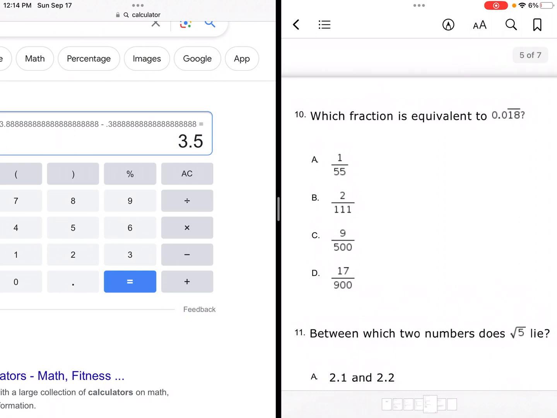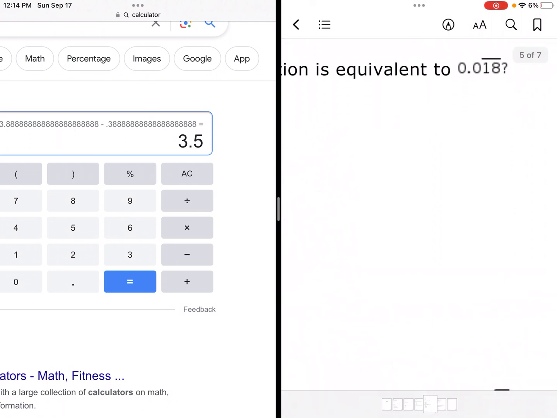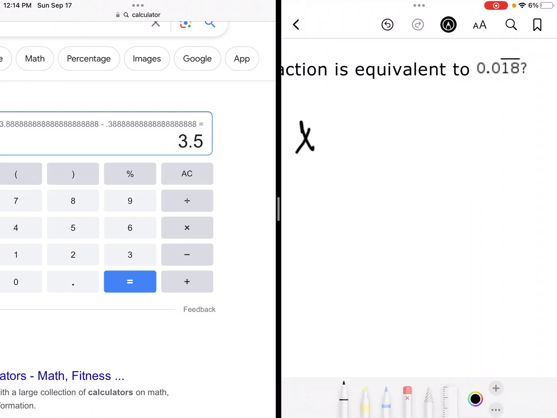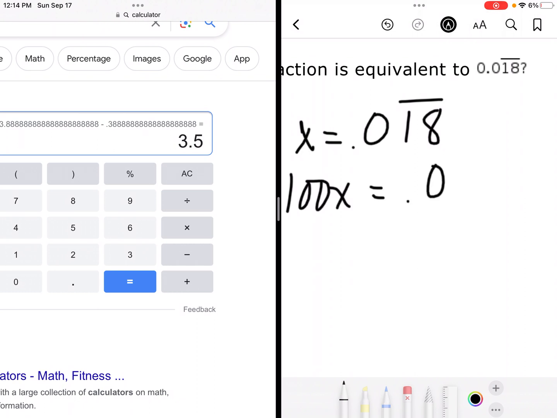All right, next one, same idea. I have x equals 0.018 repeating. So I have 100x equals 1.8 repeating. Because remember, you're moving that decimal 2 places. So even though it doesn't look like it, that phantom 0 is still right there.